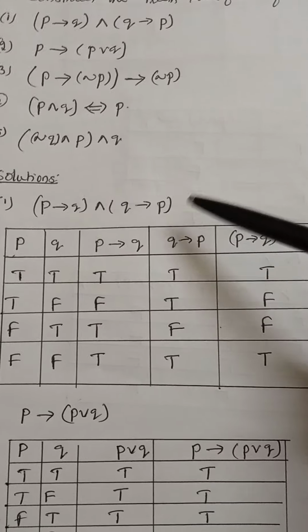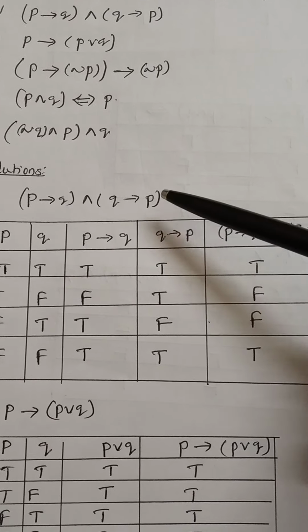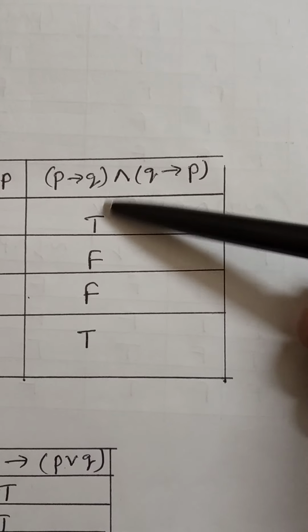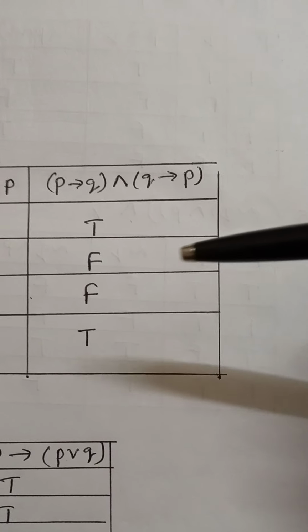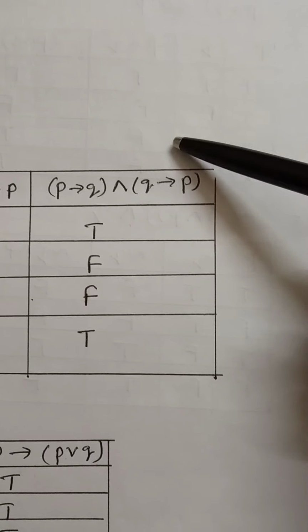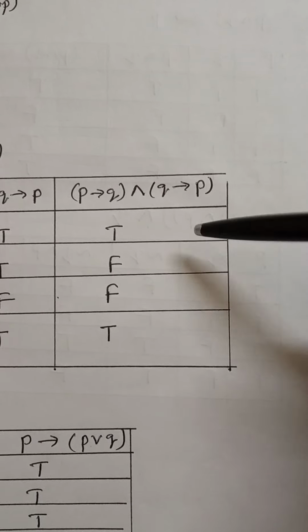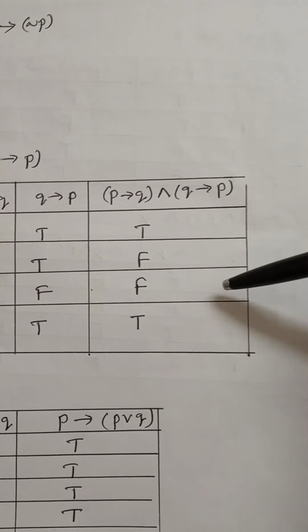Now see here, this is the given compound statement, which has the truth values true, false, false, true. It contains some truths and some falses. Therefore this first one is called a contingency. This is not a tautology, not a contradiction.